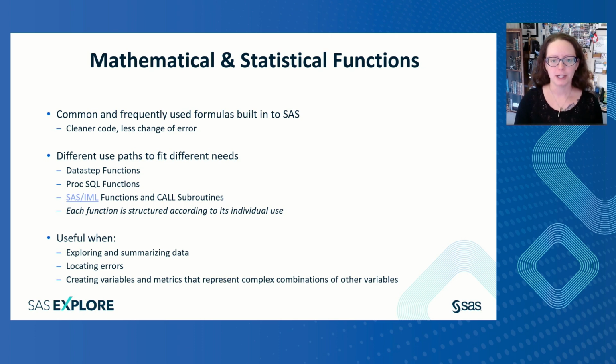Depending on the function, there are different paths that are used to employ that particular math or stat function. These can be completed through the data step, PROC SQL, or within SAS IML. Generally speaking, function availability exists within the path where it would be commonly found or commonly used. For example, in the data step, we're doing a lot of variable creation, so any functions that assist with that, you're going to find in the data step.